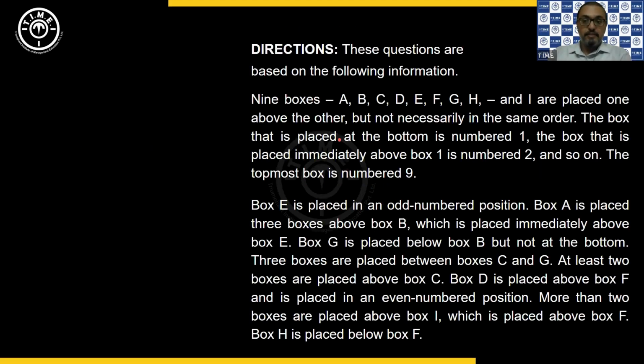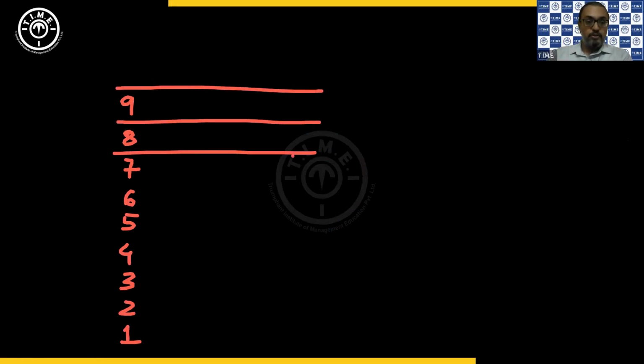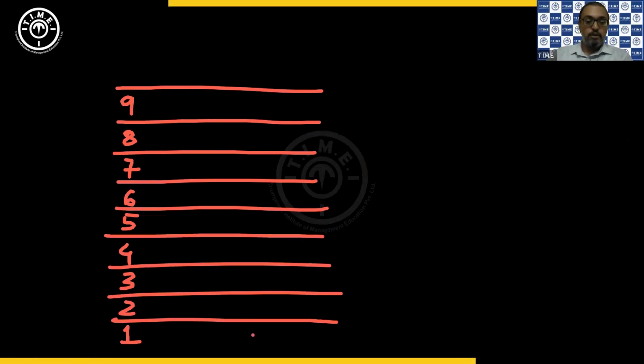Then next, coming to box arrangement. He says 9 boxes are placed one above the other, not necessarily in the same order. The box that is placed at the bottom is numbered 1, placed immediately above 1 is 2, and so on. The topmost box is numbered 9. So we can fix the box numbers like this: 9, 8, 7, 6, 5, 4, 3, 2, and 1. So these are our box numbers. The first box is placed at the bottom. Then next is immediately above 1. Like that, the topmost box is numbered 9.